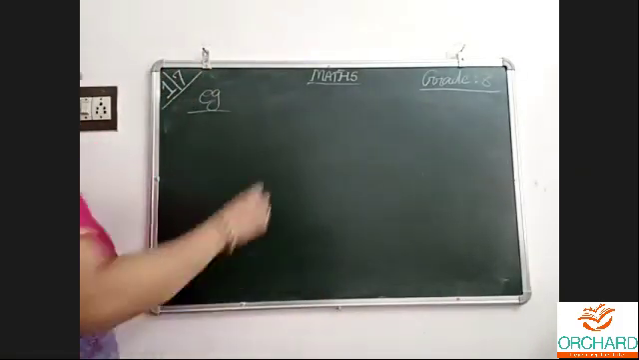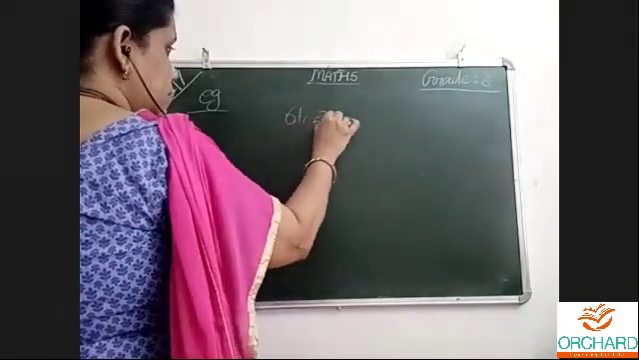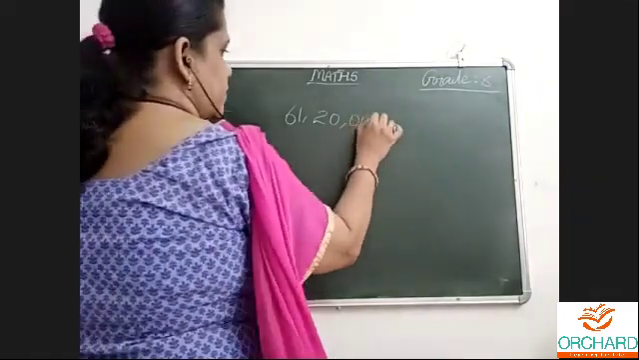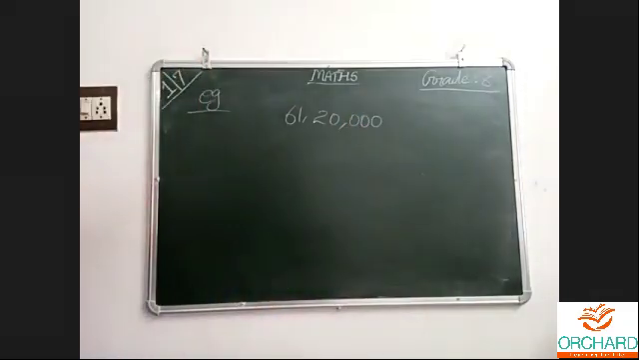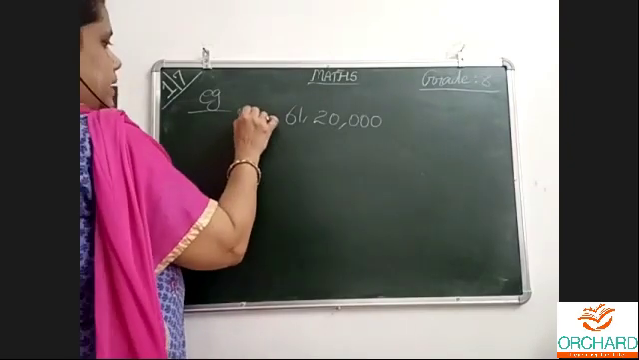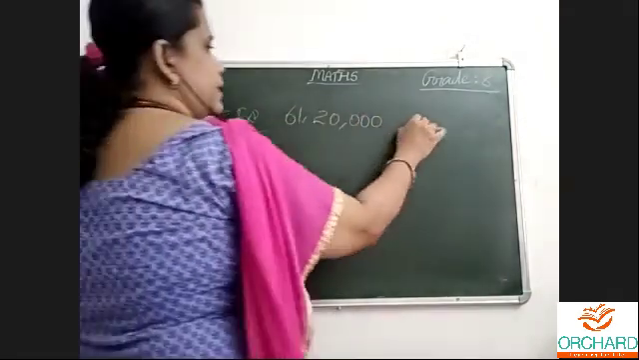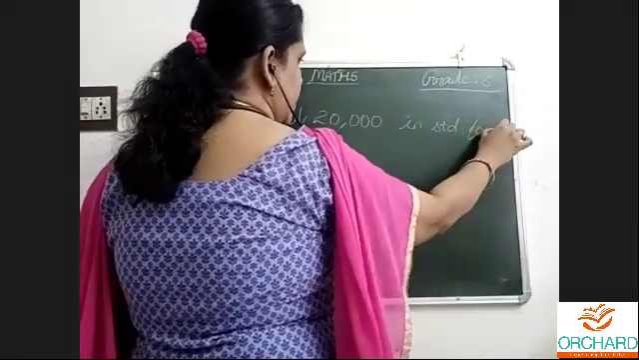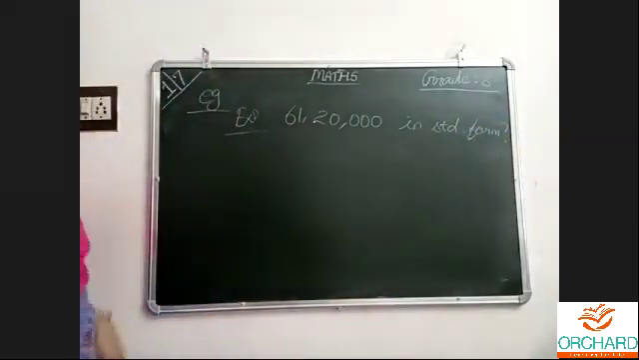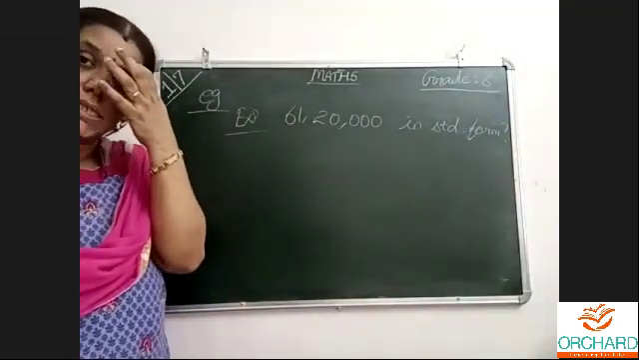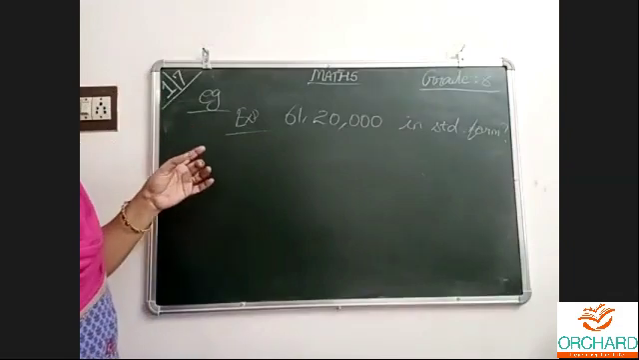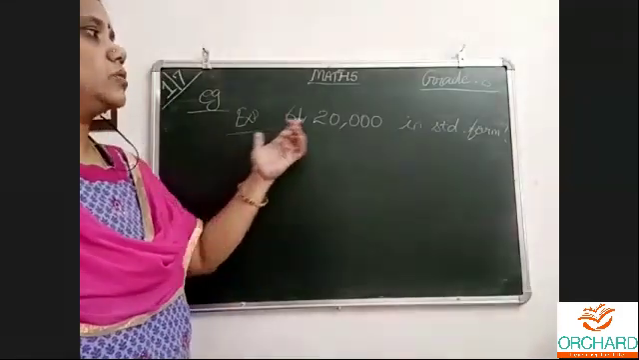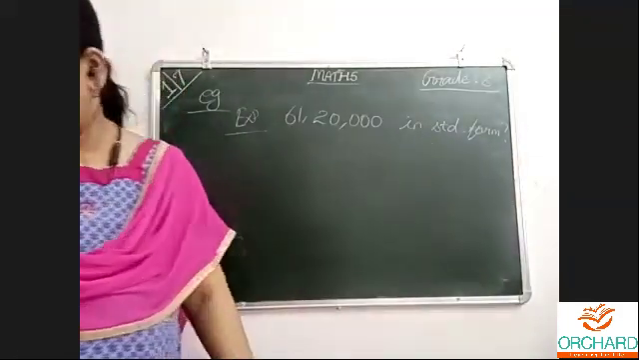Express the number 61,20,000 in standard form. The question will be like this. Standard form or scientific form, scientific notation form, both are the same. They can use any word. Both the words are equally used in our textbook. So, expressing the number in the standard form.